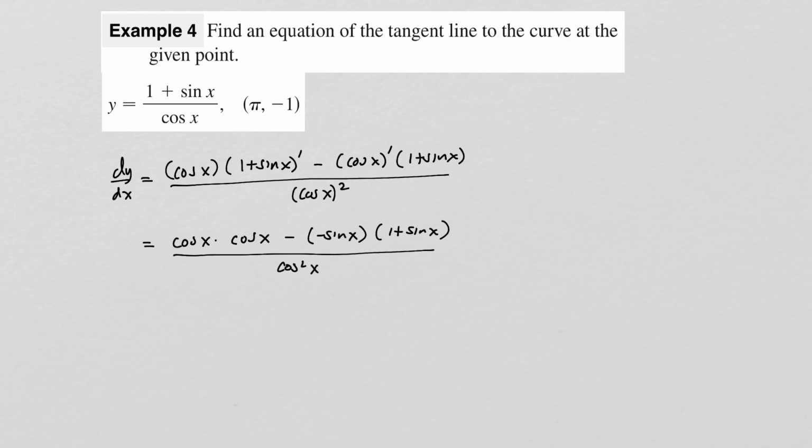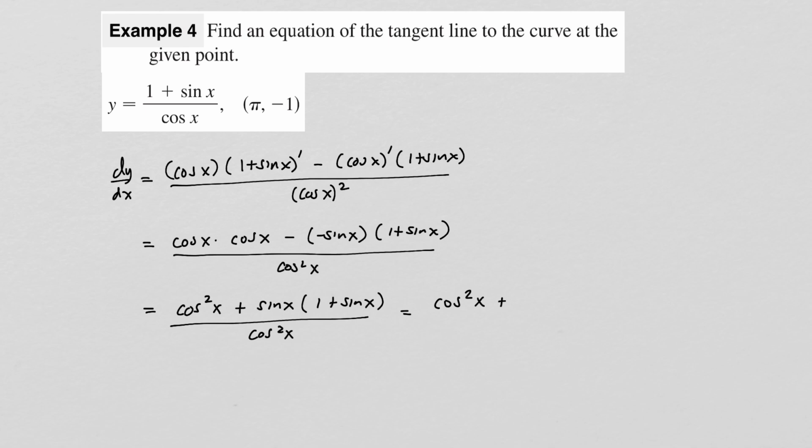So let's go ahead and simplify a little more. This is equal to cosine times cosine, which is cosine squared, plus sine of x multiplied by 1 plus sine of x, all divided by cosine squared. Now we're not finding the derivative as a function so much as we are finding the derivative to find the slope of the tangent line. So you don't have to simplify this anymore. You could just take x equals pi and plug it into your derivative to find your slope. But a lot of times you will want to simplify, so I'm going to go ahead and simplify this a little bit more.